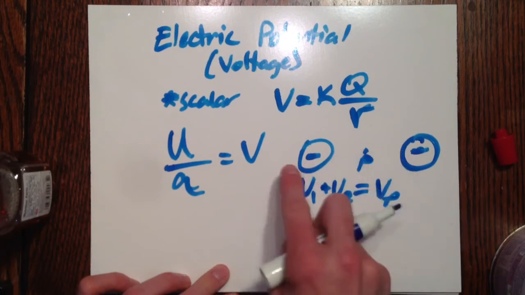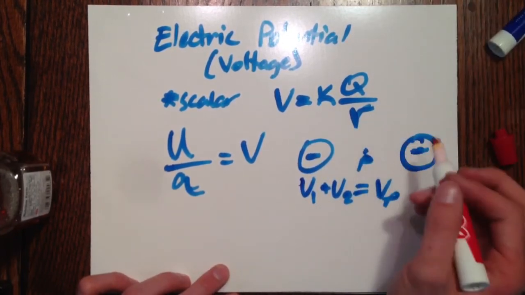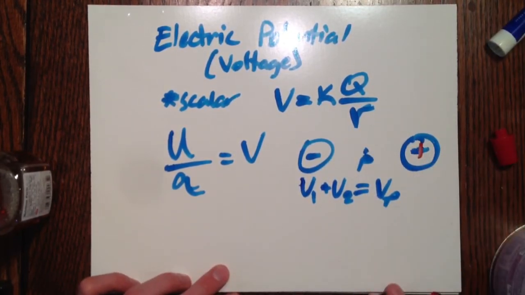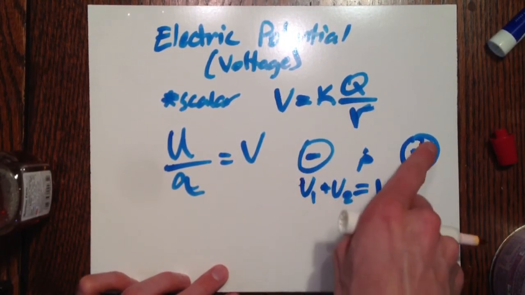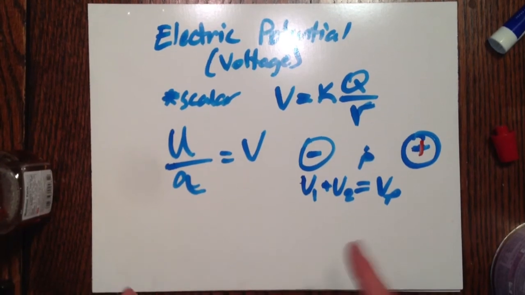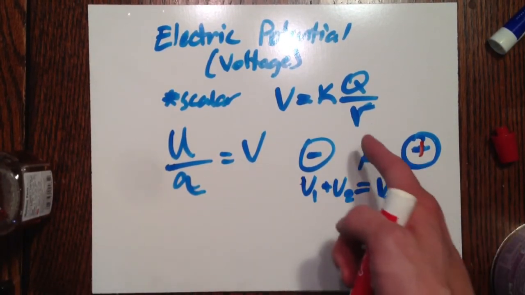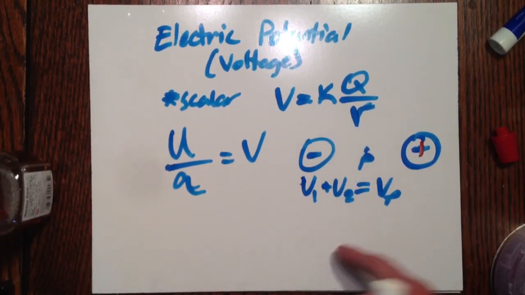The only way there could be no potential between there is if I made one of those charges positive. Then I would have a potential from this one that would be negative. The potential from this charge would be positive. The two would cancel out, leaving me with no potential at that particular point.